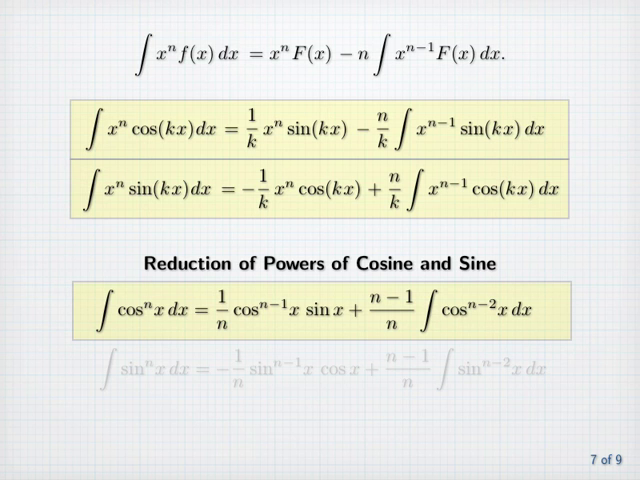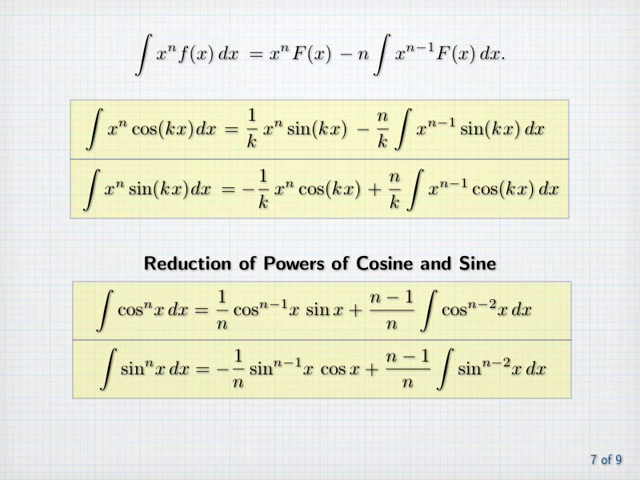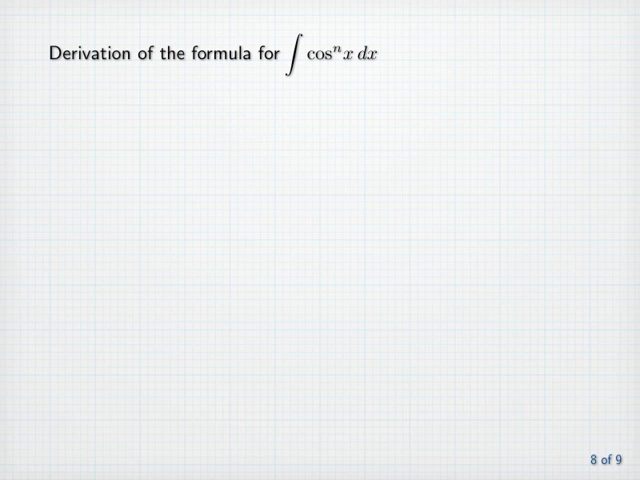The corresponding formula for the nth power of sine x dx is minus 1 over n times the n minus first power of sine x times cosine x plus n minus 1 over n times the integral of the n minus 2 power of sine x dx. Each of these formulas is derived in a similar way. Let's go ahead and look at the derivation of the formula for the nth power of cosine x.